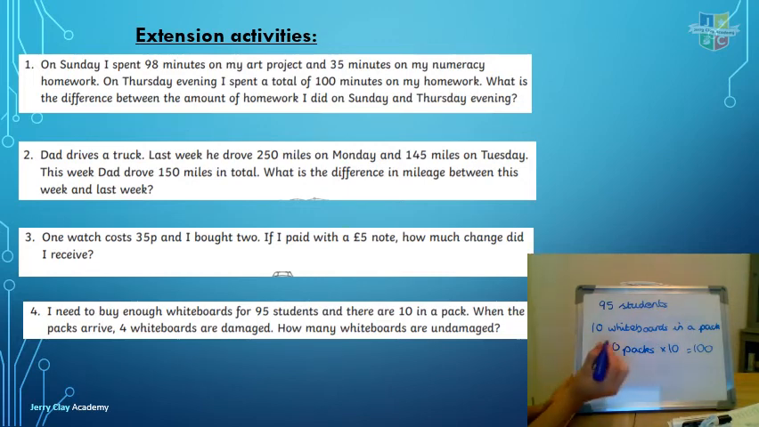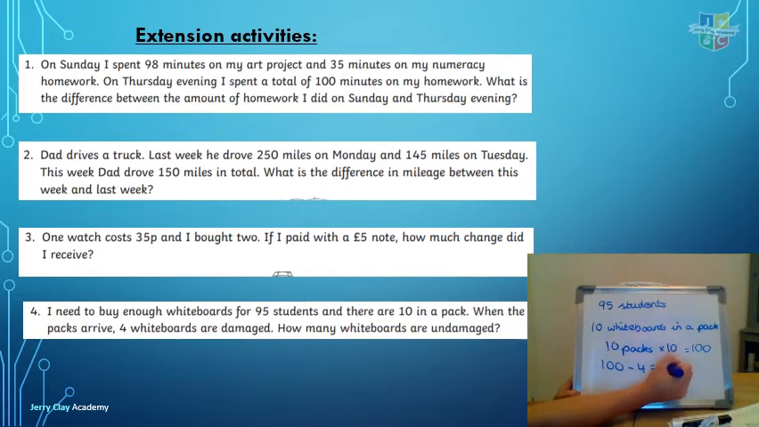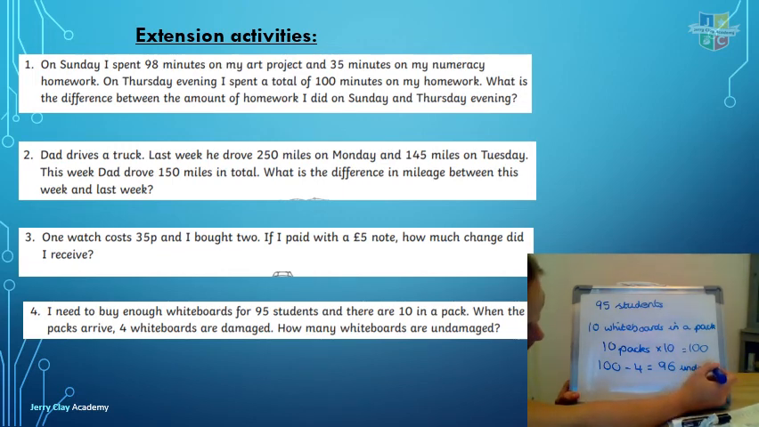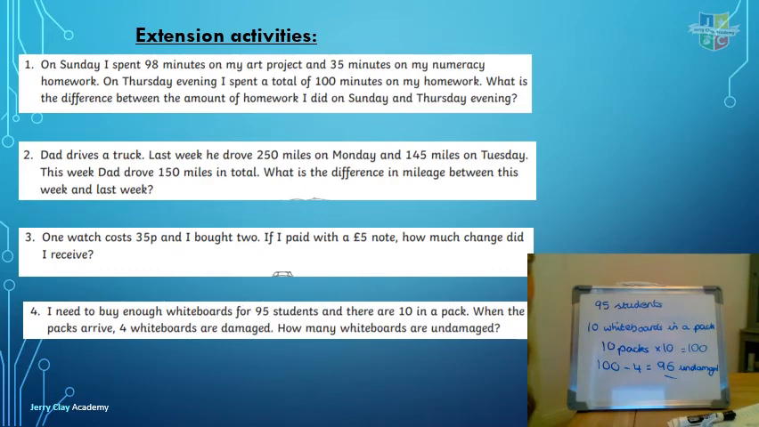Now, if 4 of them were damaged, I would need to do 100 take away 4, which would give me 96, because I could either have done the column method, or we could have just counted back 4. So we would have had 96 which were undamaged. So I would say that my answer would be 96 undamaged, as 4 of them were damaged.